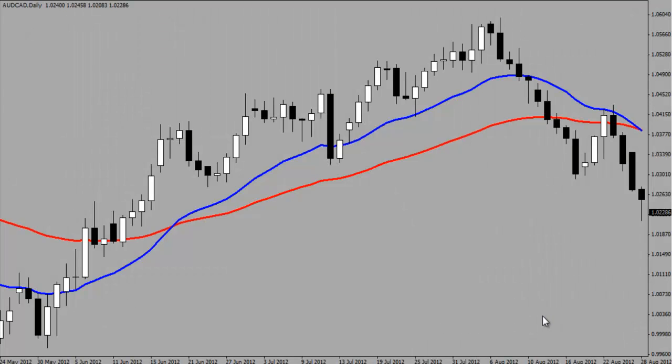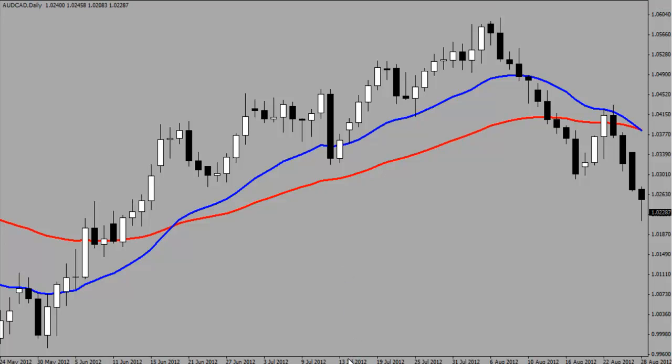Here we are looking at an upward trend. We can see on the chart a swing high, a higher swing high, a higher swing high, a higher swing high, a higher swing high, and finally a higher swing high. So we can see the higher highs as the market's moving up, and the higher lows as the market's moving up.